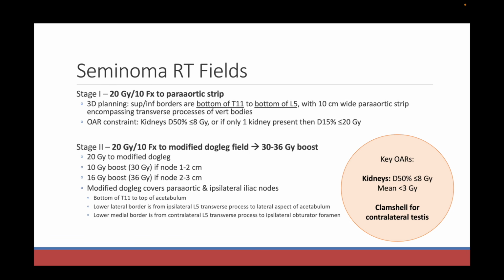And you take that whole field to 20 gray, and then you boost your involved nodes to 30 to 36 gray. So if it's 1 to 2 centimeters in size, you do 30 gray. If it's 2 to 3 centimeters in size, you boost to 36 gray. And again, don't forget your key organ at risk dose constraint, which is the kidney.